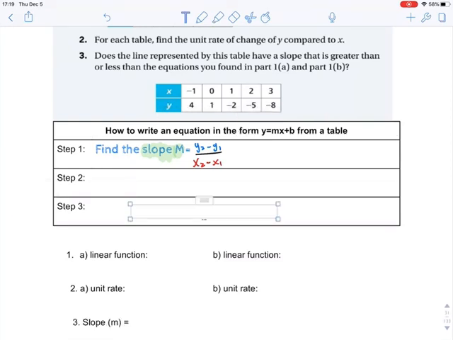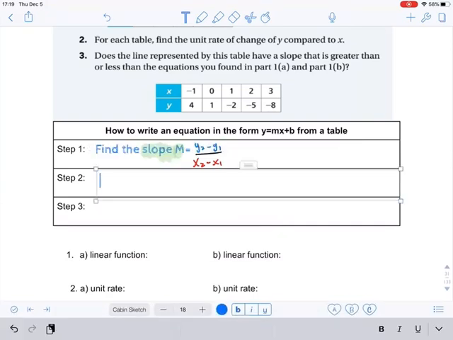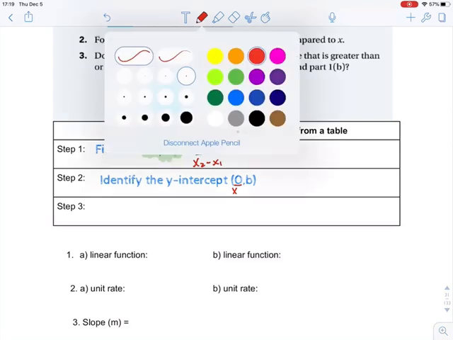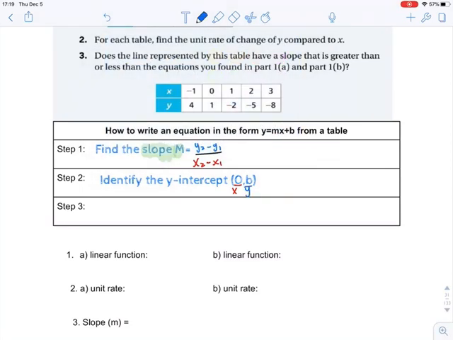Step 2. Okay, step 2, we need to find or identify the y-intercept. Okay, that is 0 comma something. 0 comma, I'm gonna put b here. 0 comma b. Okay, this is your y-intercept right here when x is equal to 0 and y is your y-intercept. That's just your b value, y-intercept.